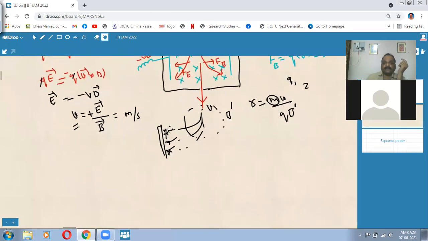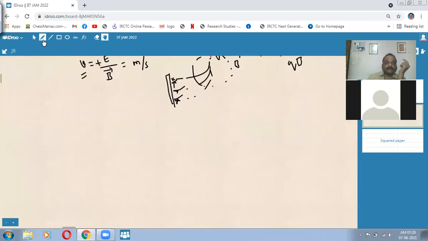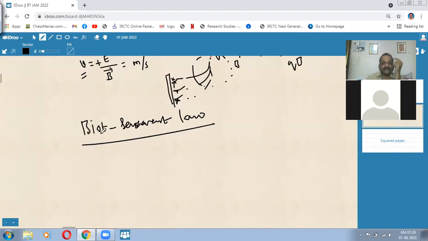So that is about the applications of magnetic and electric fields. Now we enter what is known as the Biot-Savart Law. Put a subheading: Biot-Savart Law. Though there is a T, people say the T is silent in both, so that's how it should be pronounced.